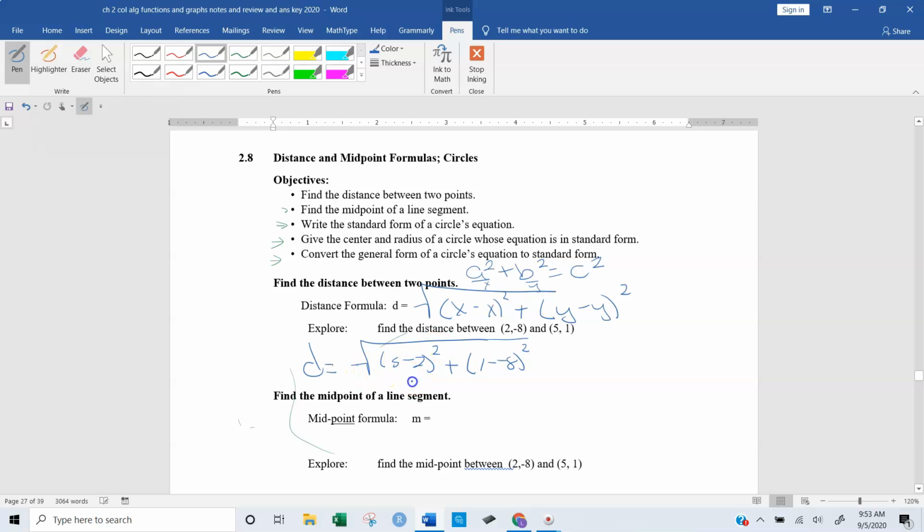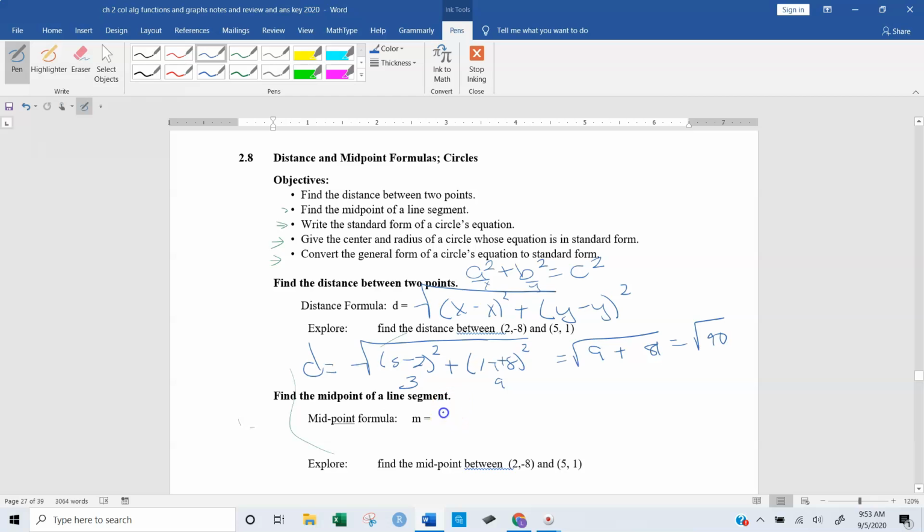So 5 minus 2 is 3. 1 minus a negative 8 is 9. So I have the square root of 3 squared, which is 9, plus 81. So the answer is the square root of 90 is the distance between those 2 points.